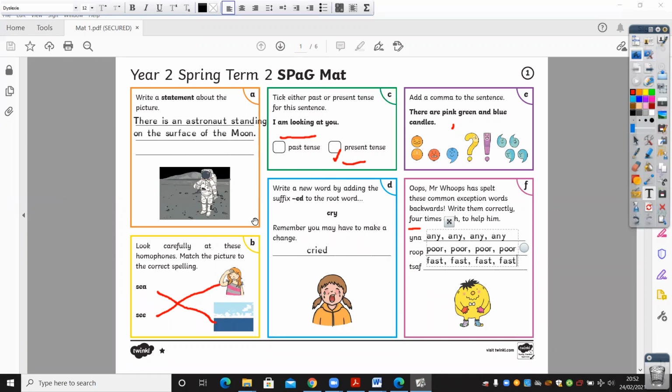So all of these are the answers to SPaG Math 1. Did you get them all right? Well done.